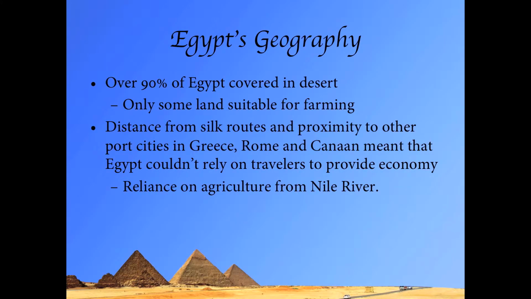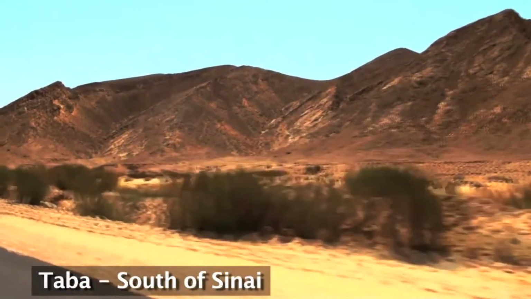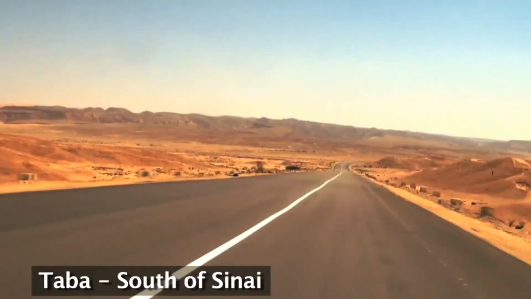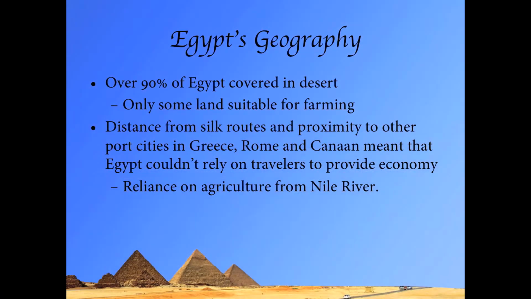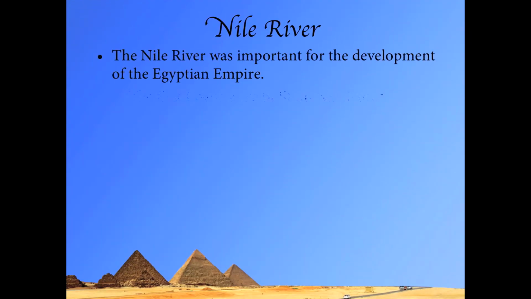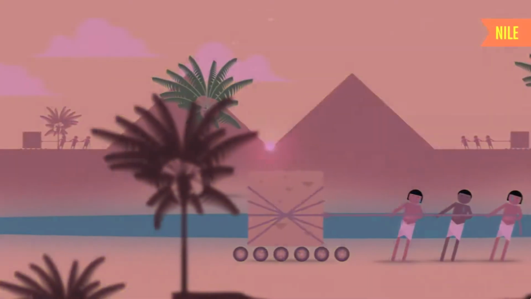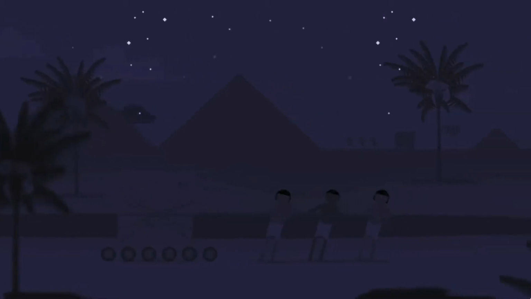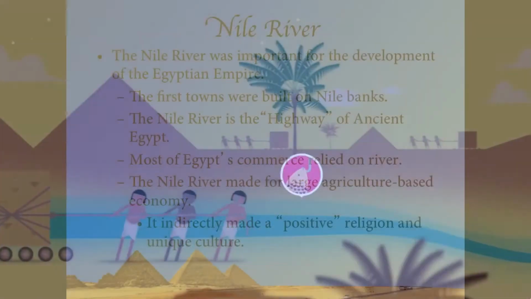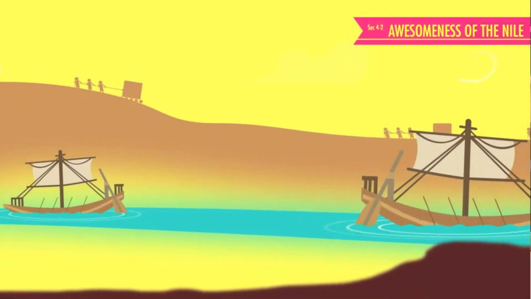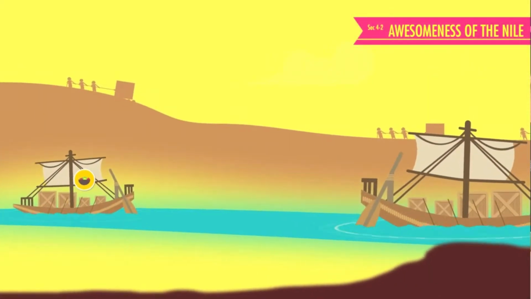Ancient Egypt was an empire where over 90% of it was found in the desert. Only a few parts of Egypt were inhabited by many people. Being far from the Silk Route and close to Greek islands and other port cities meant that Egypt could only rely on agriculture to fuel its economy and empire. The Nile River was important for the development of the Egyptian Empire. It was the Nile River that was the foundation of the first towns and acted as the main road for transportation during the eras of ancient Egypt.